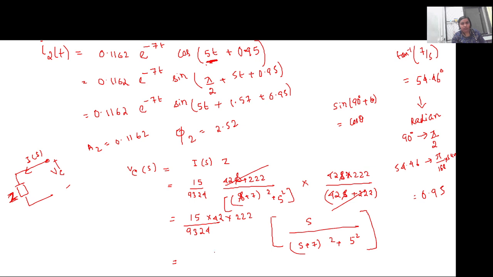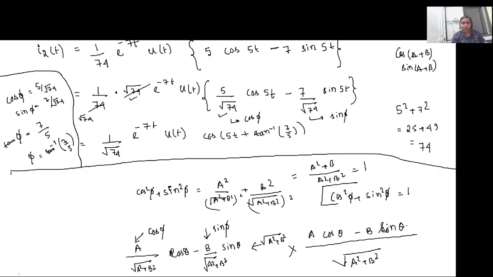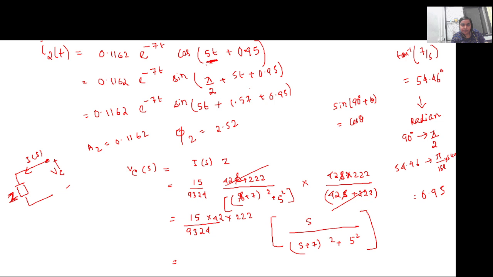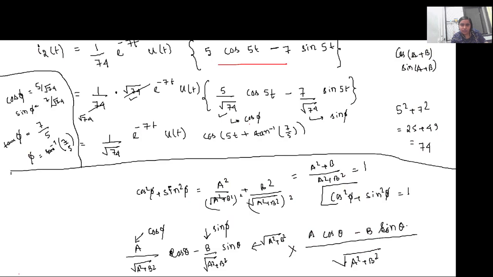Okay, so this is exactly the similar way we had figured out I2. Again, you will come across an expression like this. You have to take out the cos and sin. Ma'am, in the second line of the previous page, you take 5 by root over 74 as cos phi. Yes. We can also take it as sin phi.